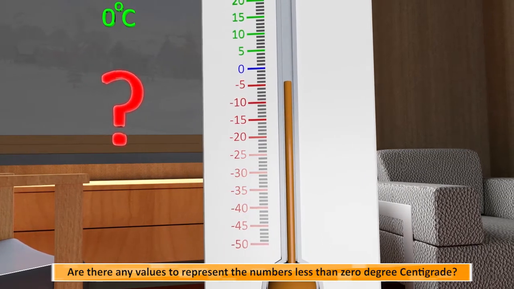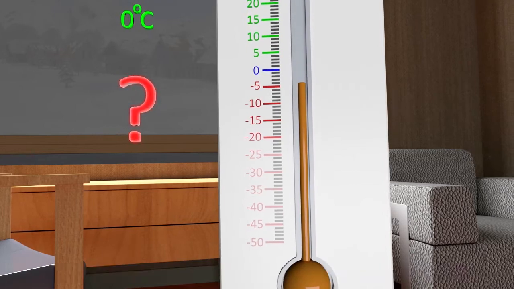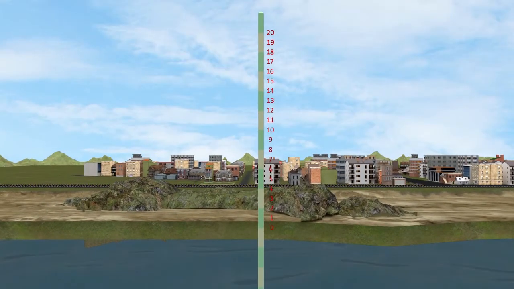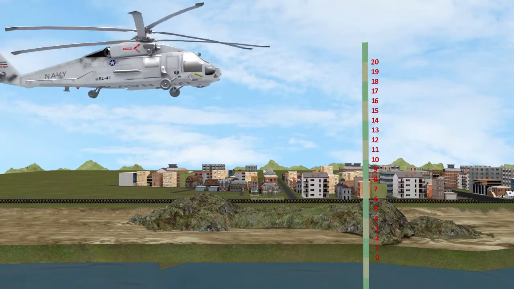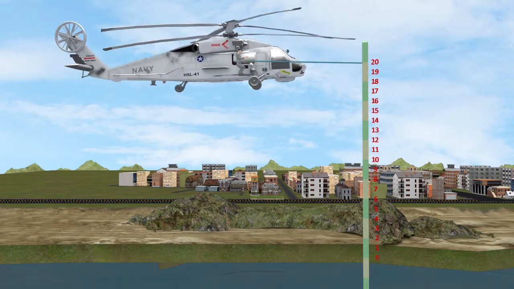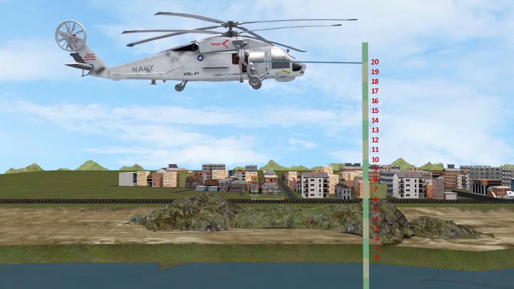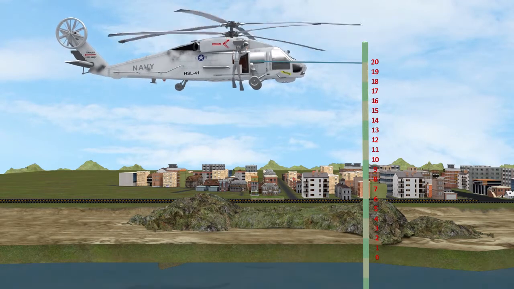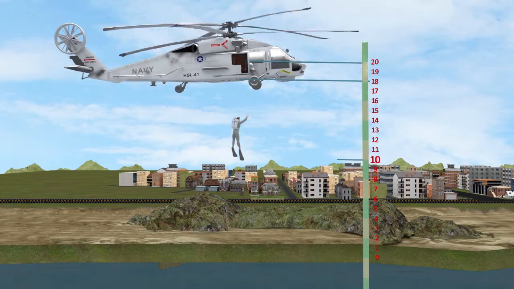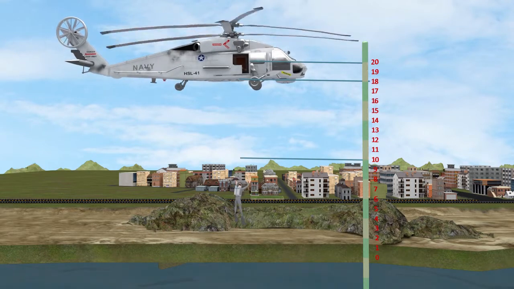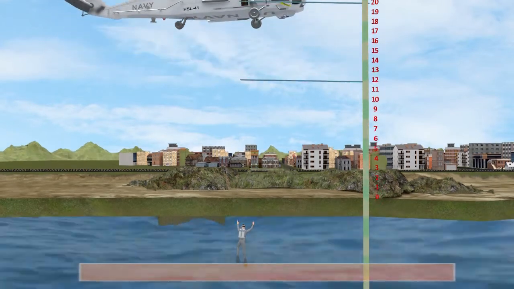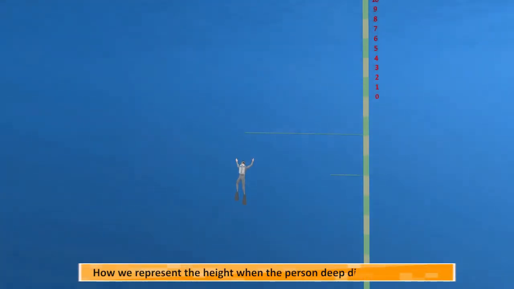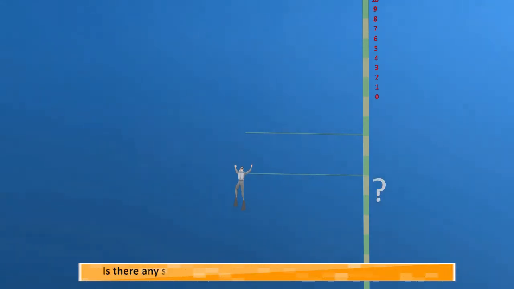Let's observe the different situations. If we consider the sea level as 0, and consider a person is diving from air about 20 meters height. The height of the person is decreasing while he is falling. The heights are recorded as 18 meters, 10 meters, 6 meters, 3 meters, and 0 meters at sea level. How do we represent the height when the person dives deep into the water? Is there any special way to represent the numbers less than 0?